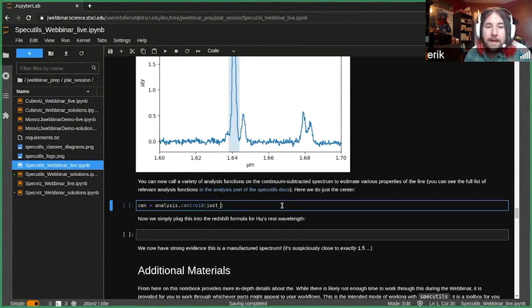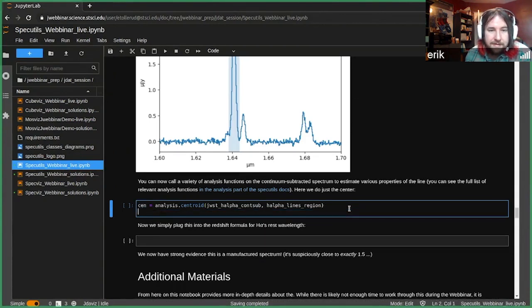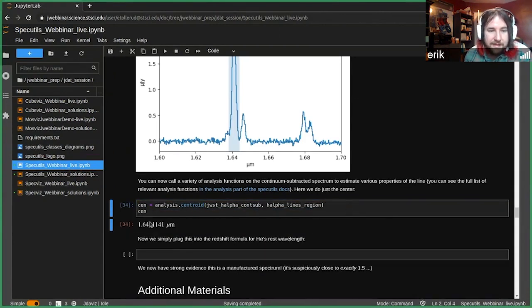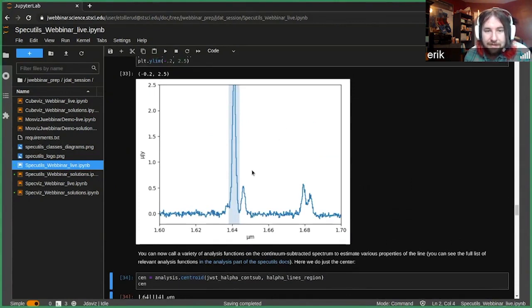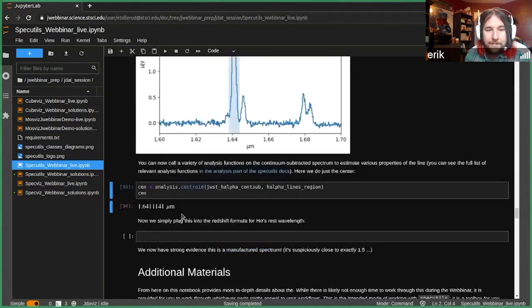And after that, all I have to do to compute the centroid is take the spectrum, give the region, and run this function centroid on it, see what it tells me. And it tells me an answer that is a result of doing the sort of standard centroiding calculation on this line, just this region of this line.